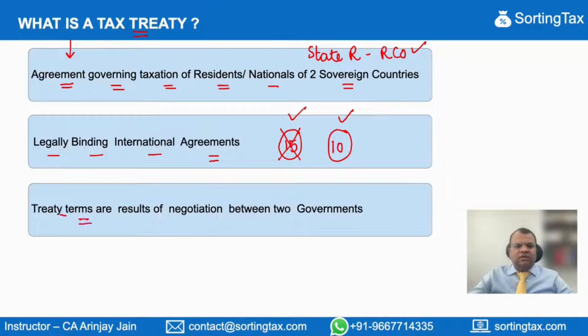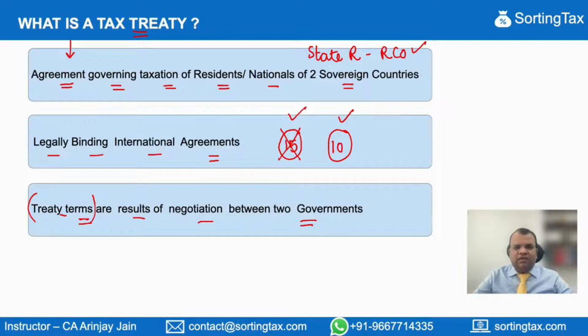The treaty terms, which means various clauses of the treaty, are a result of negotiation between two governments. Now there are various model tax treaties which act as a starting point. So you have the UN model of treaty, you have the OECD model tax convention, and you have the US model. These all are starting points. But at the end of the day, just like any other commercial contract, even a tax treaty is nothing but a result of negotiation between two sovereign governments.